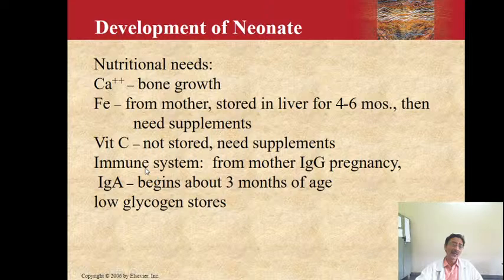Initially the immune system is not well developed, therefore it is the mother's antibodies, the maternal IgG, which come from the mother during pregnancy or through the breast milk. You will find that IgA antibodies are transferred from the mother to the child in high concentration, which gives immunoprotection to the child from various diseases. By 3 months of age, the IgA antibody begins to be produced within the child, and initially you will also have to watch for hypoglycemia.